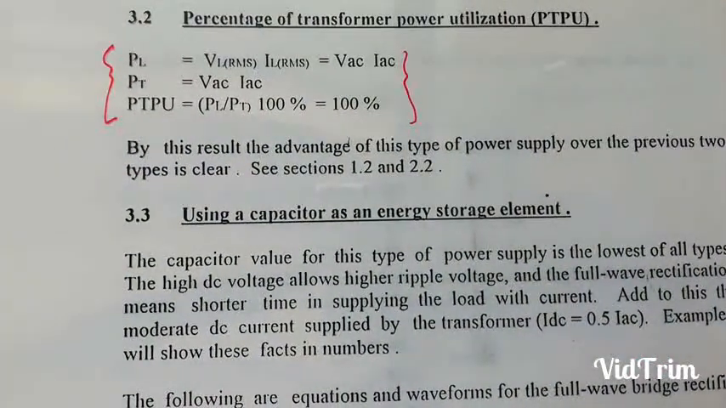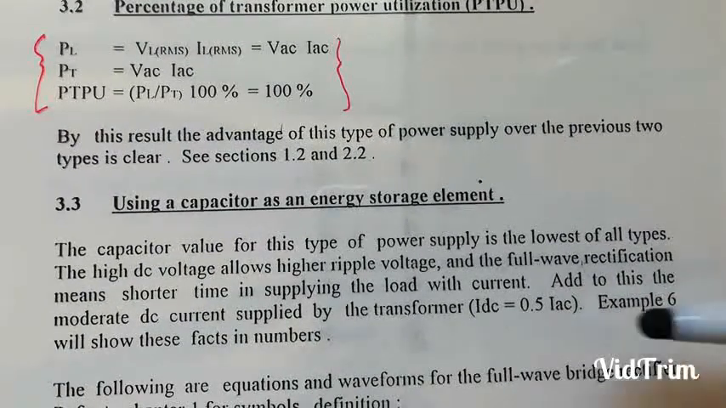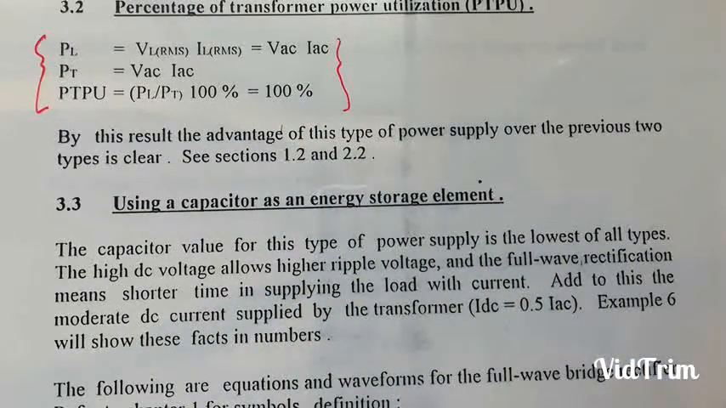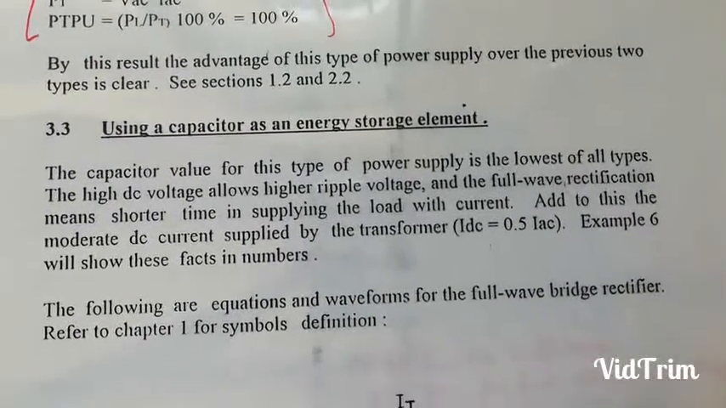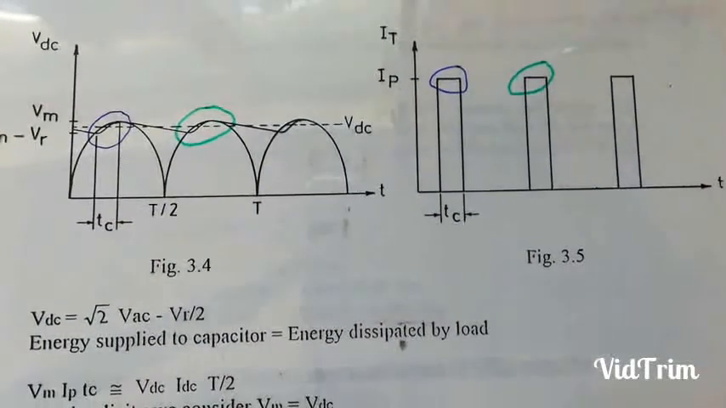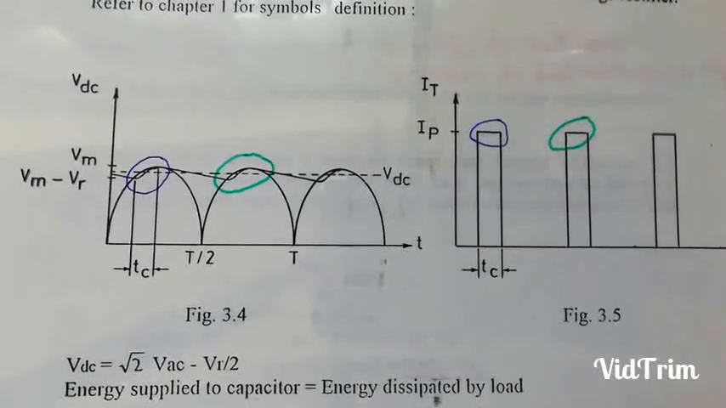And as we see in here, we were able to utilize the transformer fully. That's 100% of its capacity. We got all its power into our load. Okay. Now, when we use a capacitor as an energy storage element, things change. Things are not like they used to be.